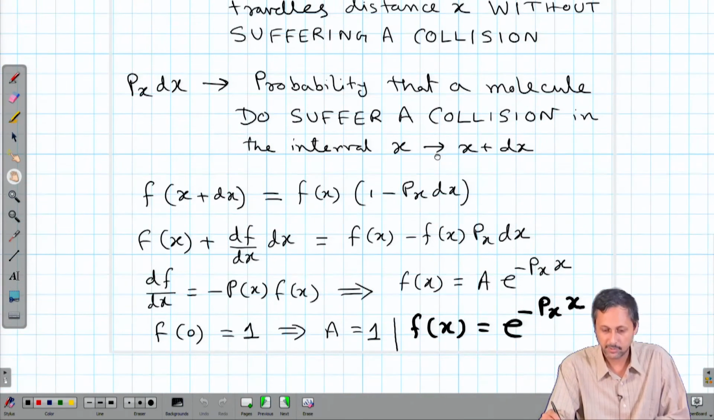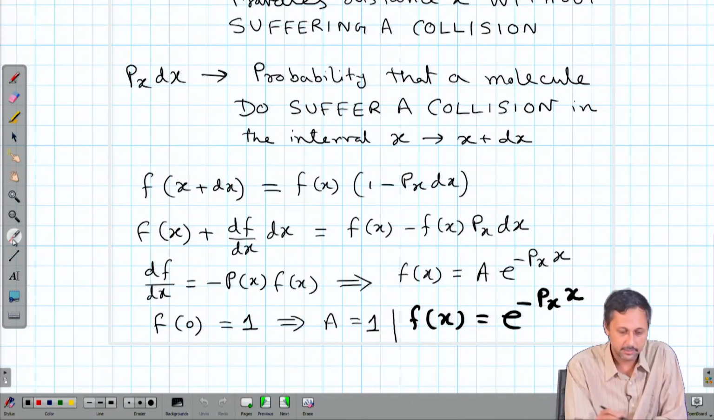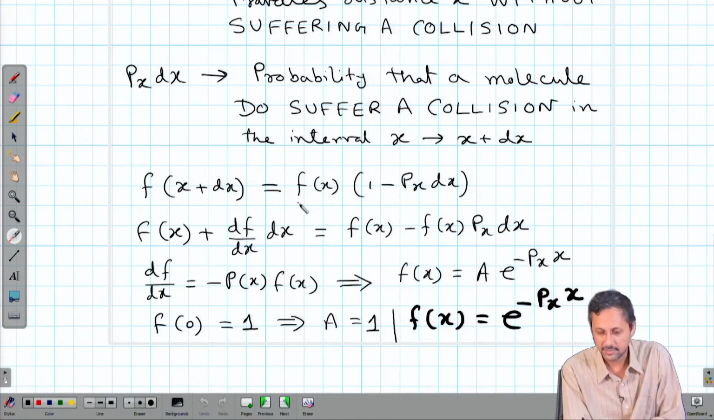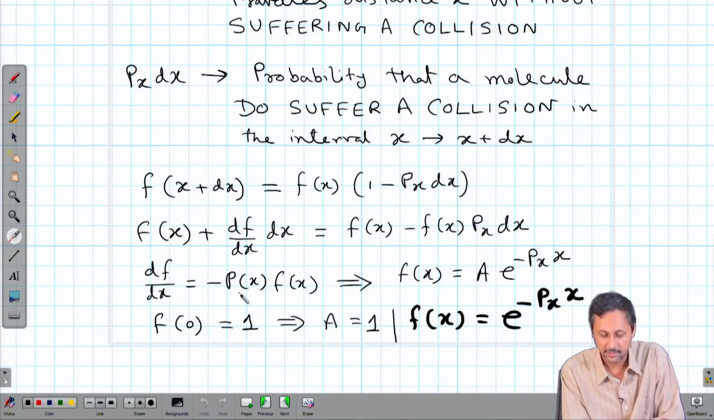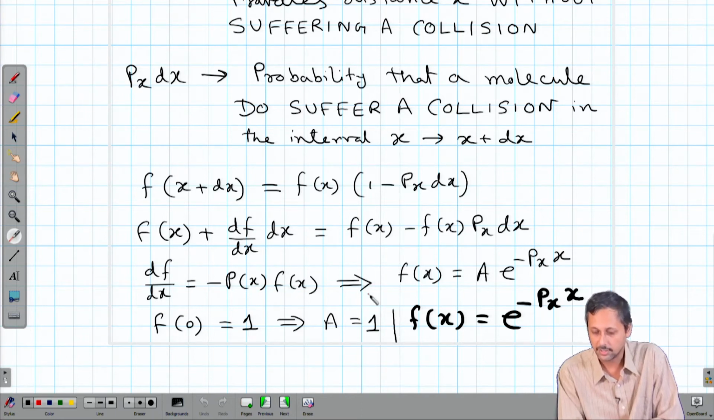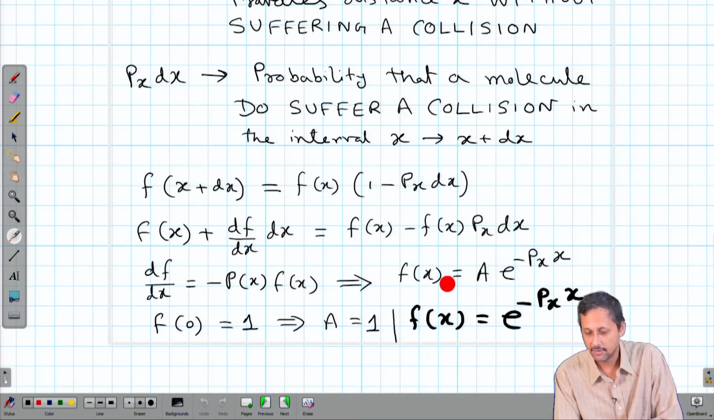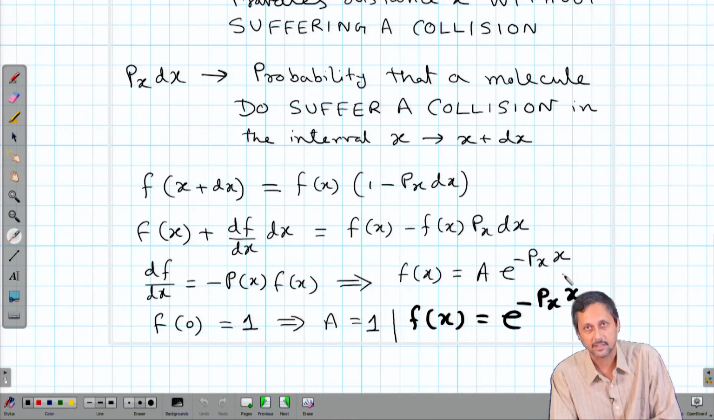This is exactly what we have done here. f x plus dx is f x into 1 minus p x dx. Now, we expand f x plus dx in a Taylor series only up to the first term, then we simplify, f x cancels out, and we have df dx equal to minus p x f x, which on integration gives you f x equal to a e to the power minus p x x, right.